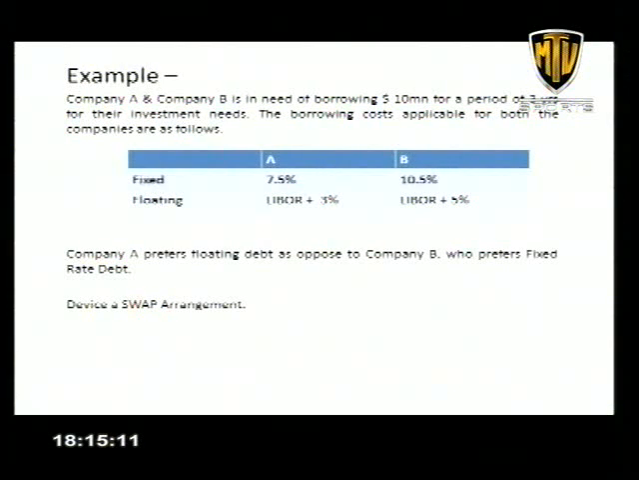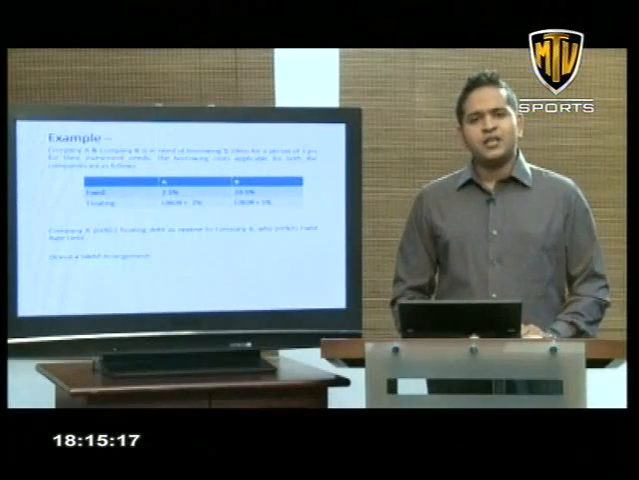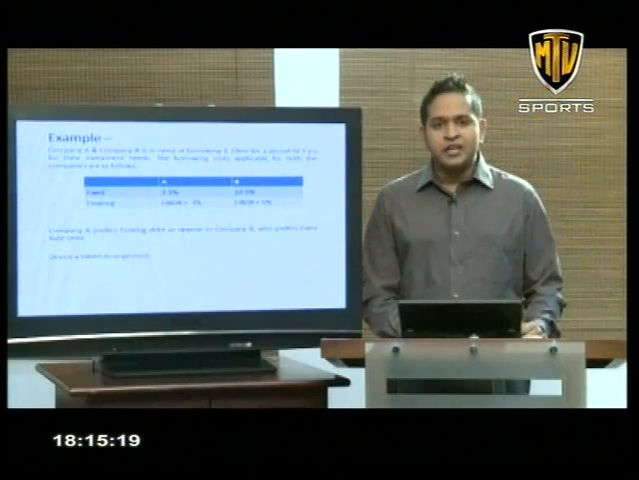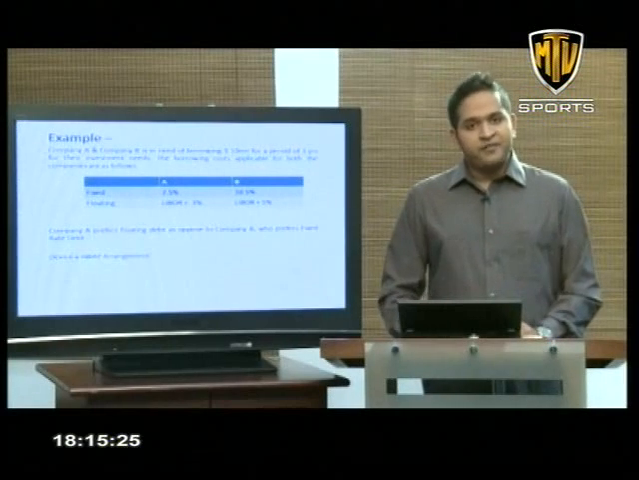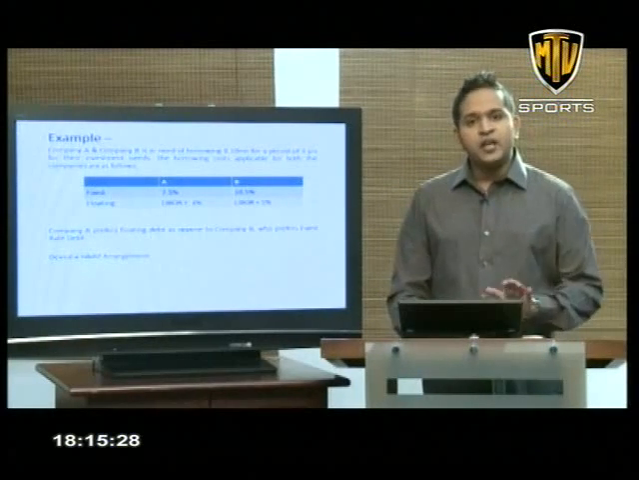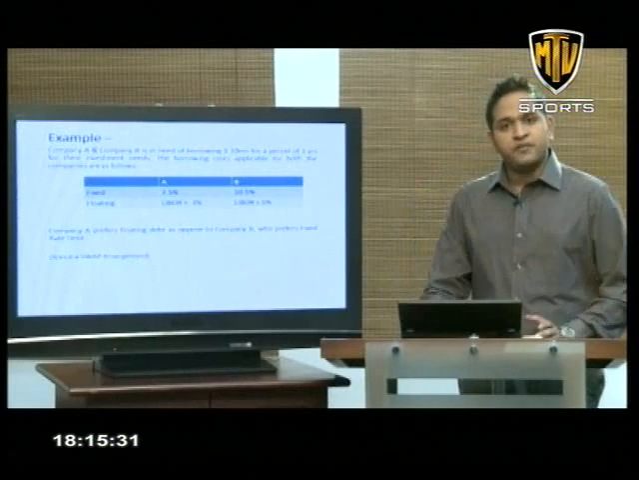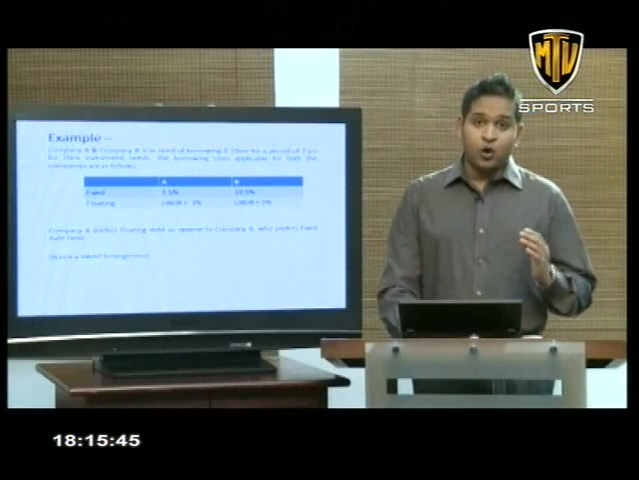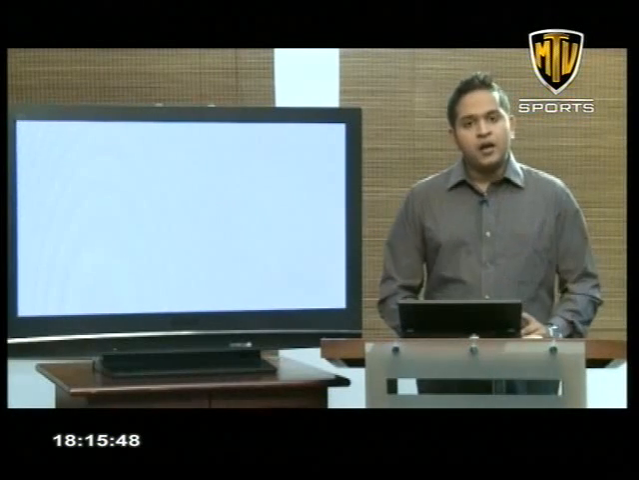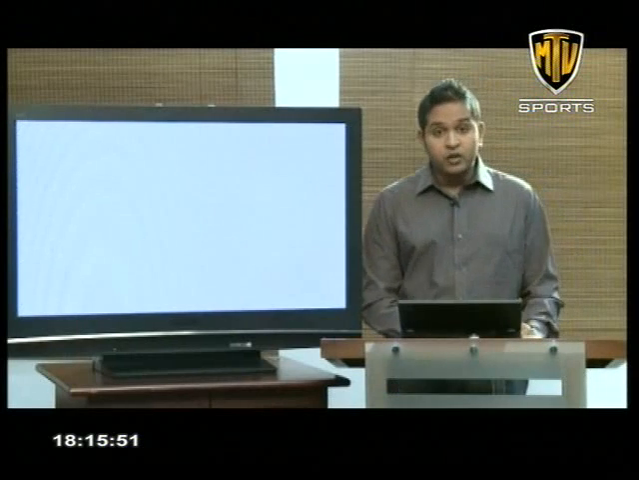So you can see for company A, the interest rates are relatively low. This is where you see company A having a better credit bargaining power, whether it's the floating or the fixed market. And company B is relatively less in power in terms of their credit bargaining power. They say company A prefers floating debt as opposed to company B, who prefers a fixed rate debt; devise a swap arrangement. So they have given the preference of the two companies as well. This is the thought process which goes into defining a swap arrangement, or why this whole swap was brought into this world.